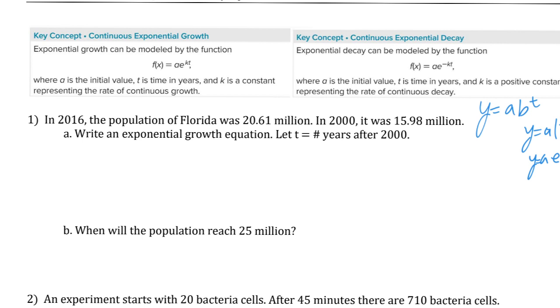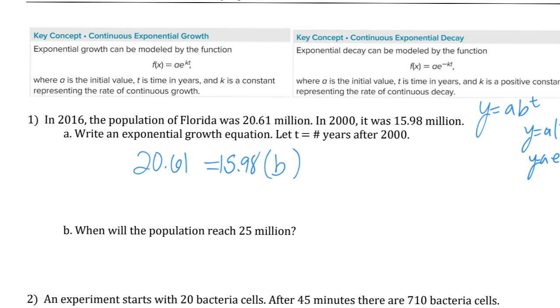So let's look at this. This is not continuous growth, this is exponential growth. So we're going to write this. In 2000, there were 15.98 million. And in 2016, there were 20.61 million people in Florida. We know it's growing, but we don't know the growth rate. And then t is going to be how many years after 2000.